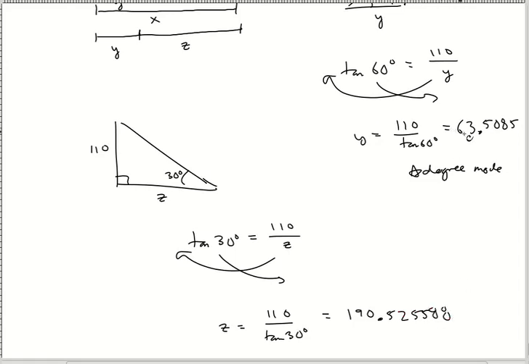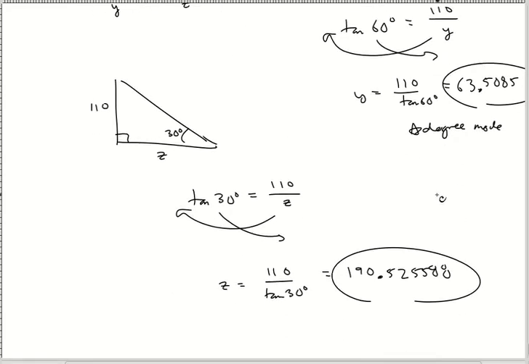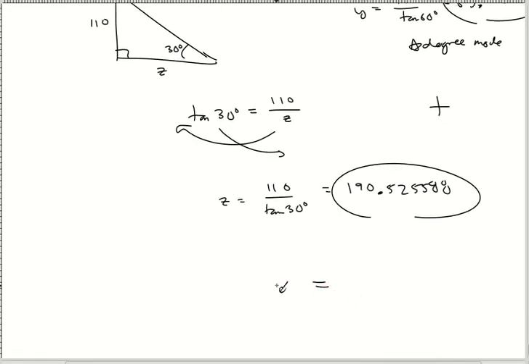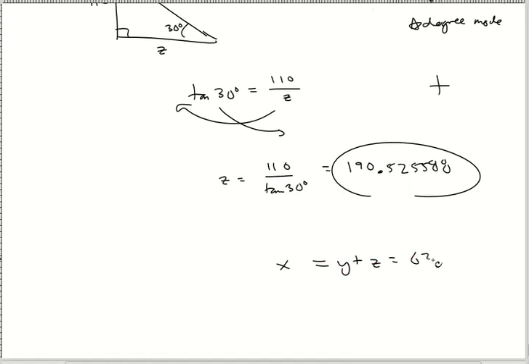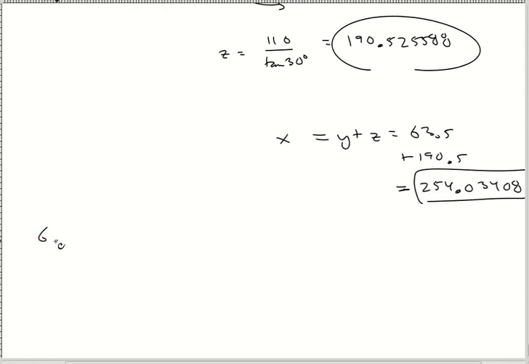190.525588. So these guys are actually important because, again, we got that long distance now. We got the shorter distance now. I'm going to add those two together and get my x, because x is equal to y plus z. When you add them together, 63.5 plus the 190.5. Again, I'm rounding there, but I won't round in the real answer. 254.03408. Awesome. There you go. We did it. Three more to go.